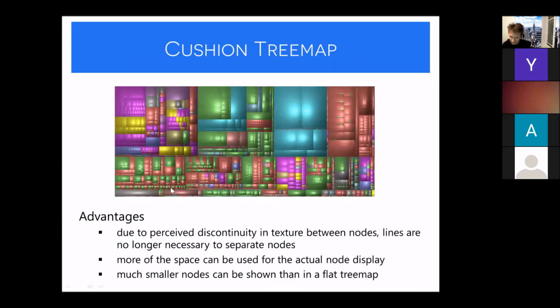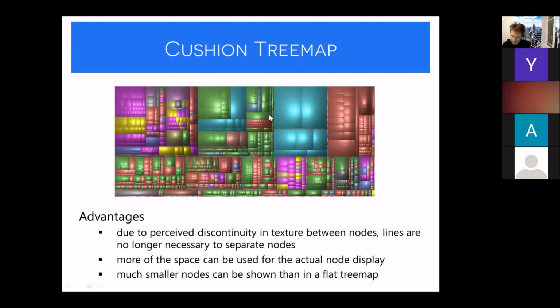So Jarke van Wijk did this kind of what's called a cushion treemap to get away from these lines. Basically, completely abandon the lines, and the only thing you use to separate the boxes is color, right? But then when you have color, it's kind of hard to really see because of color contrast problems, where it's hard to distinguish where the boundaries really are. Sometimes the boxes look very similar.